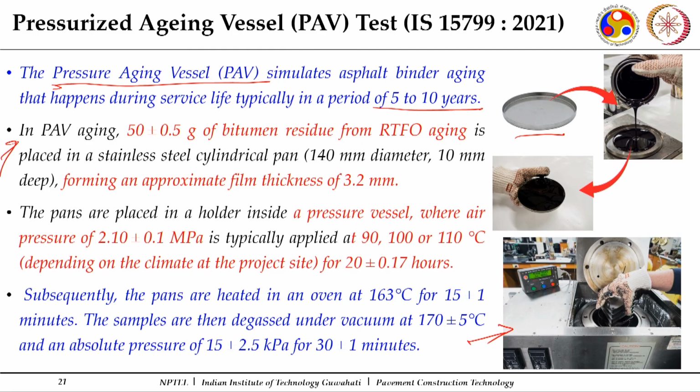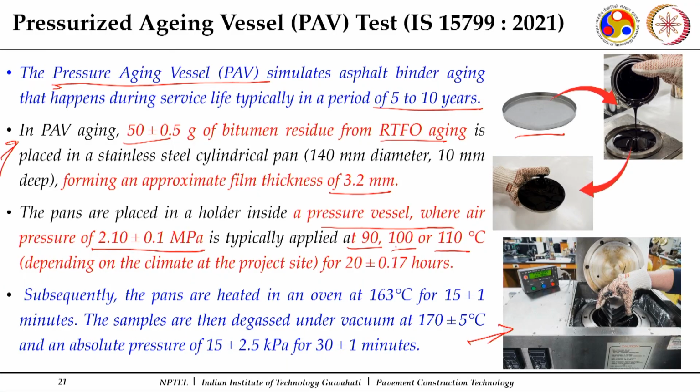So, what you obtain from thin film oven or the rolling thin film oven has to be used in this particular one. Again, a standard quantity of RTFO aged binder is to be poured into these standard pans, you get a standard thickness, and then this pressure vessel subjects it to an air pressure of around 2.1 megapascals and temperatures of 90, 100 and 110 degrees centigrade, which depends upon the grading of the binder.